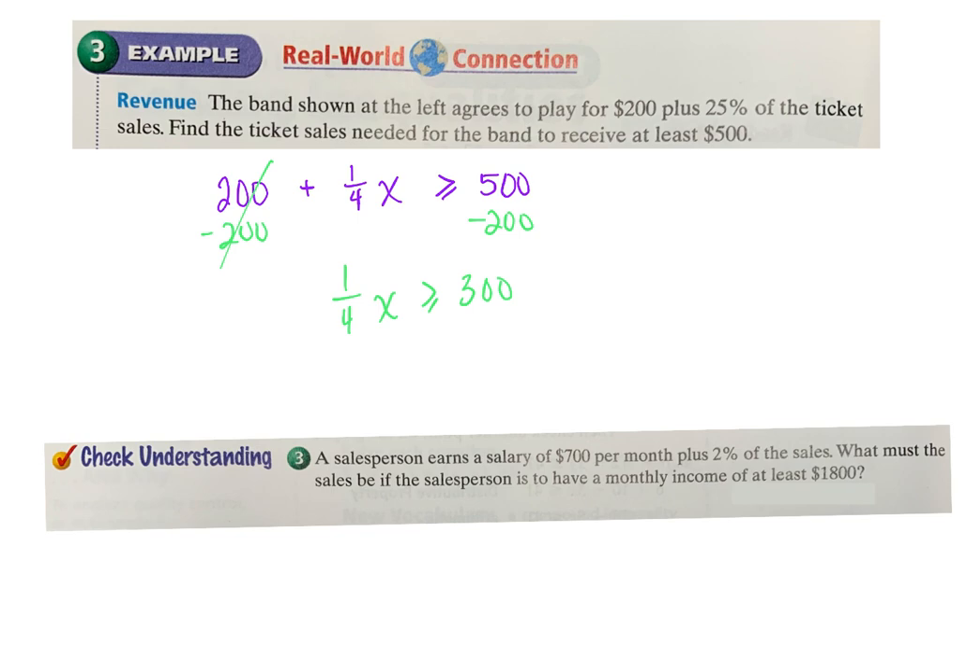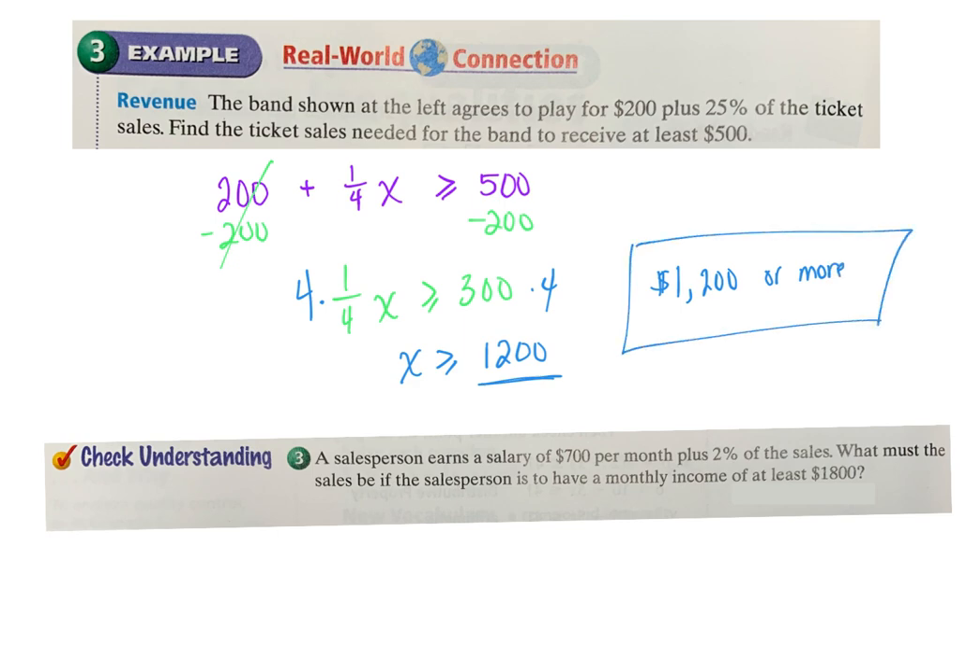All right. And then what do I do now? If you do fraction, it's, I think, easier. We're going to multiply both sides by what? There we go. So x is greater than or equal to 1,200. If you did decimals, you would have 0.25 and you divide by 0.25, which is a little bit longer. So they need $1,200 in ticket sales. Ticket sales need to be $1,200 or more here for them to receive at least $500. All right, so try check understanding number 3.